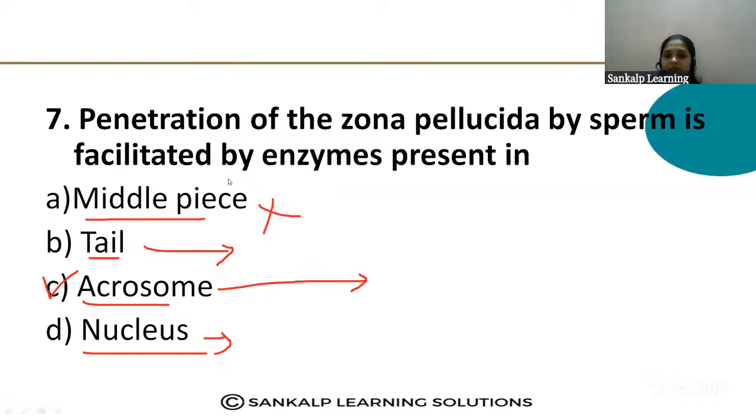Read the question carefully. Penetration of the zona pellucida by sperm is facilitated by the enzymes present in the acrosome. This is a direct question. The acrosome has enzymes, and the acrosome helps in penetration. But the nucleus is not helping for the penetration of the zona pellucida layer, and there is no role of the tail for the penetration. And the middle piece contains the mitochondria, you know that mitochondria provide the energy for the sperm for swimming purposes, right? So option C is the correct answer.